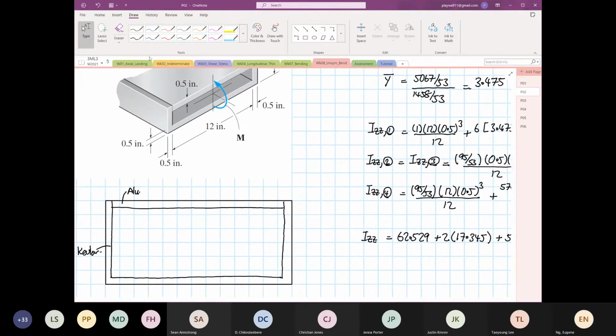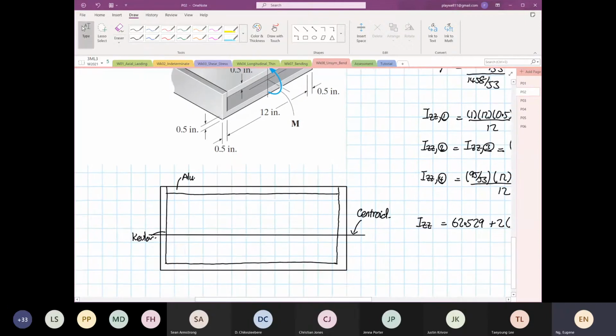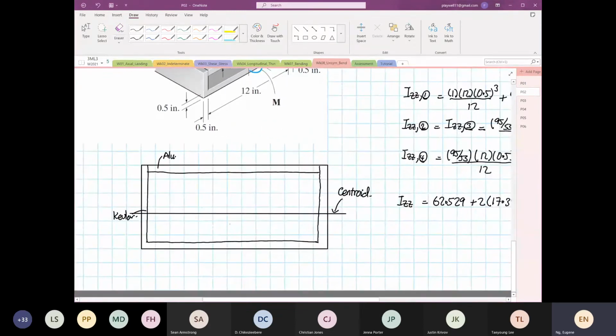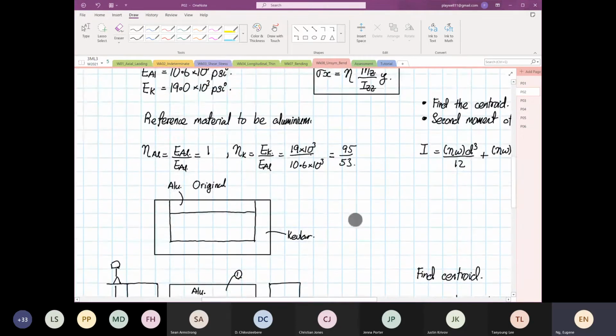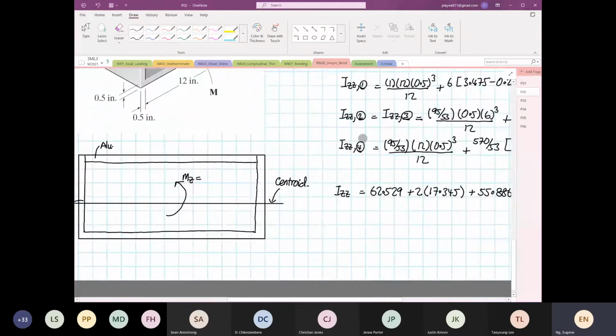So I'm going to just eyeball this. So this is 1, 2, 3, 3.4. So it's over here. So this line I've drawn is our centroid. So the question asks us to find the maximum stress, and what we also know is that we have a moment in Z, and we calculated that it is equal to 10800 pound inch.